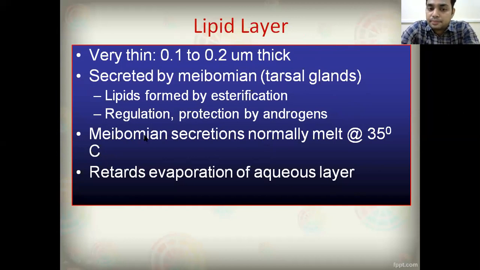Normally, whatever the meibomian gland secretes only melts at a temperature of 35 degrees centigrade. So this layer helps in retarding the evaporation of the aqueous layer. This layer covers the aqueous layer, and as these lipids are very dense in nature, they help in preventing the evaporation of the watery aqueous layer. Only if the temperature is more than 35 degrees centigrade is there evaporation of the tear film.